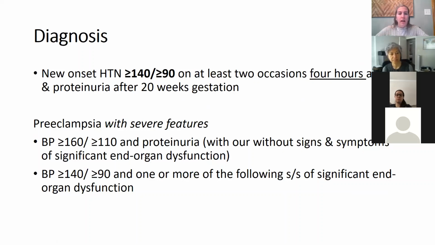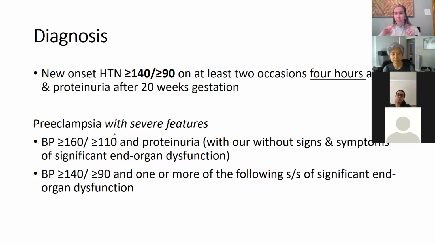But now, you have these mild range pressures, they say 4 hours apart, but sometimes we don't wait the 4 hours, right? What if you have a patient come in who has severe range pressures, is symptomatic? It's not necessarily going to take you 4 hours to diagnose that patient with preeclampsia. So this is technically the definition, but sometimes we know it can be a little bit quicker.